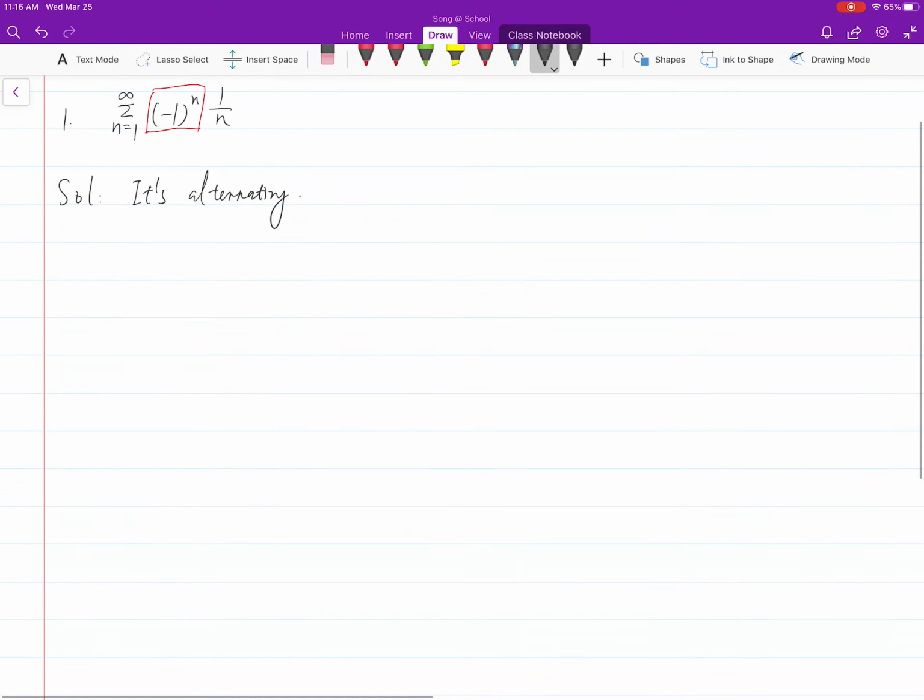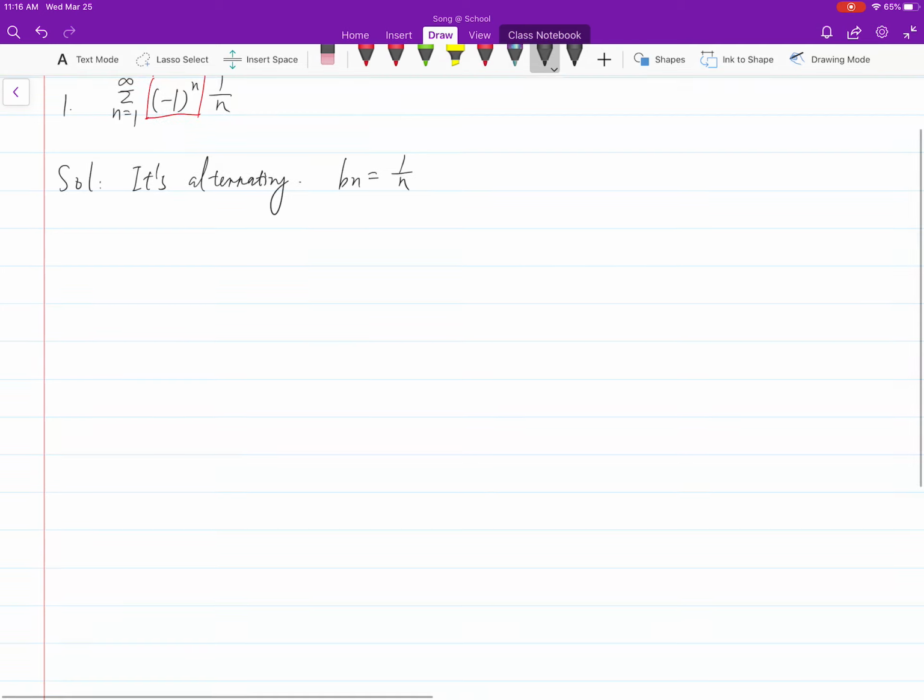Good. Now when you see it's alternating, you already know we need to use the alternating series test. The first thing you need to verify is what your b_n is. In this case, after you throw away the negative 1 power, you have 1 over n. Now we just need to check the two things required by the theorem. First one, is b_n decreasing?